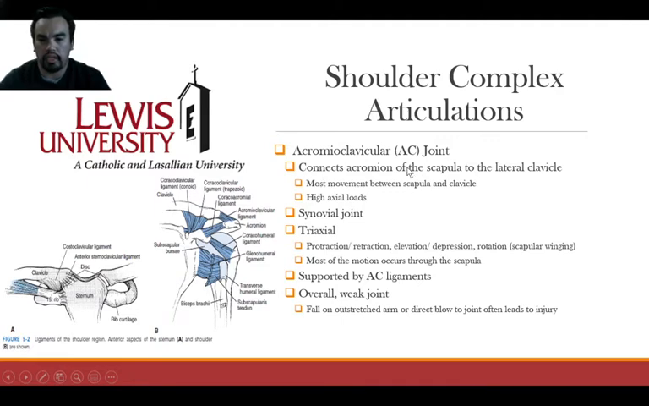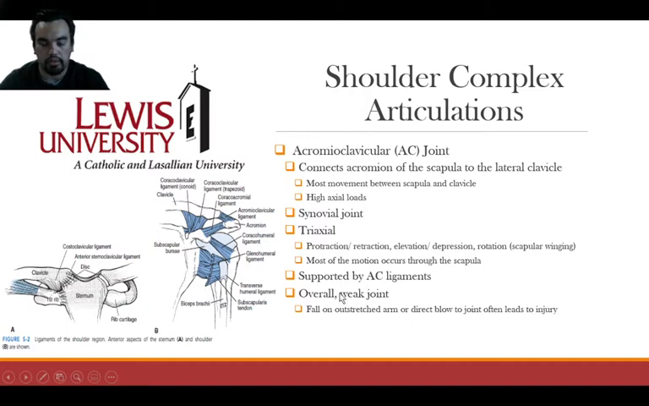So the AC joint connects the acromion and scapula to the lateral clavicle. Most of the movement is between the clavicle and the scapula, and it supports high axial loads, so a lot of pulling up and down on this. It's a synovial joint, just like the sternoclavicular joint, and it's triaxial, so it has three ways of motion, right? So we have protraction and retraction, elevation, depression, and then rotation as well. Most of the motion occurs through the scapula. So the scapula is what really moves, not so much the clavicle.